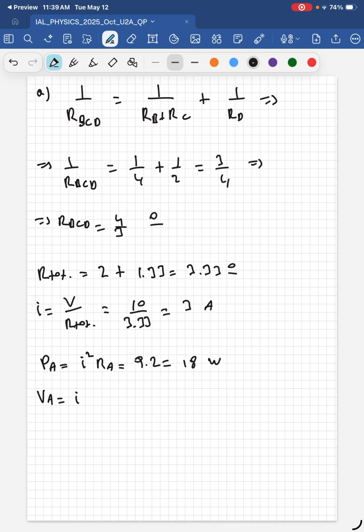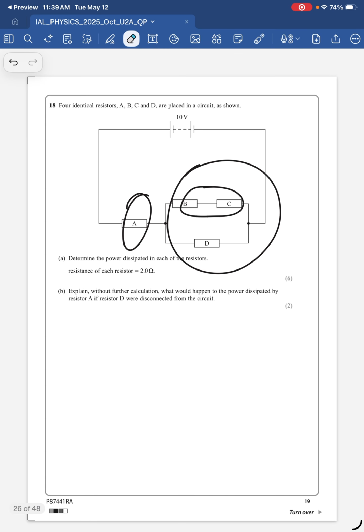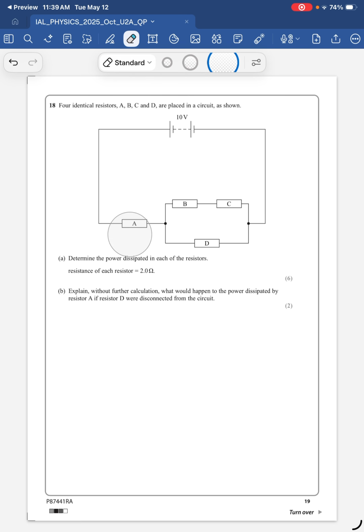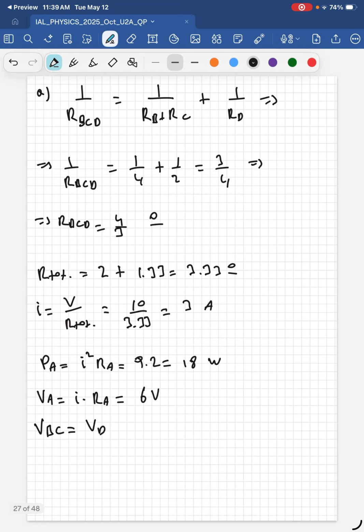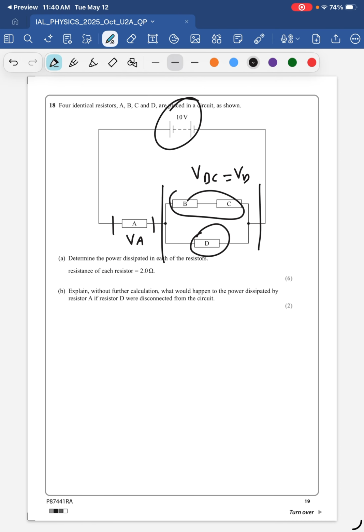Now the voltage across A is going to be I times R_A, which is 3 times 2, 6 volts. Okay. So the voltage across BC is going to be equal to the voltage across D. Let me erase a few things here because I created a mess. So that's going to be V_A. And then we will have the voltage across BC. This voltage will be equal to the voltage across D because these guys are in parallel. So V_BC is equal to V_D and it's going to be equal to 4 volts because these two have to add up to 10 volts.